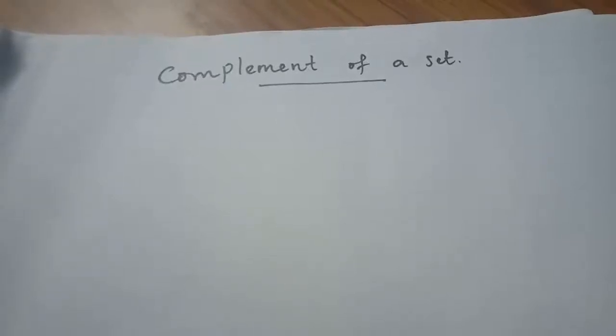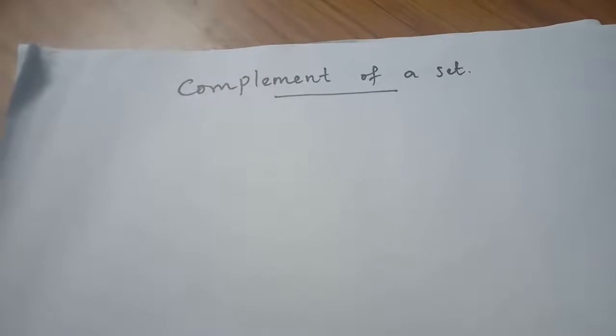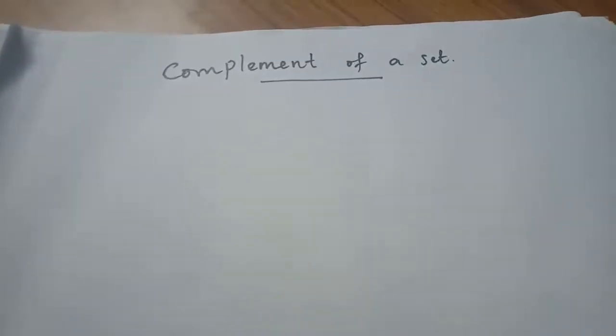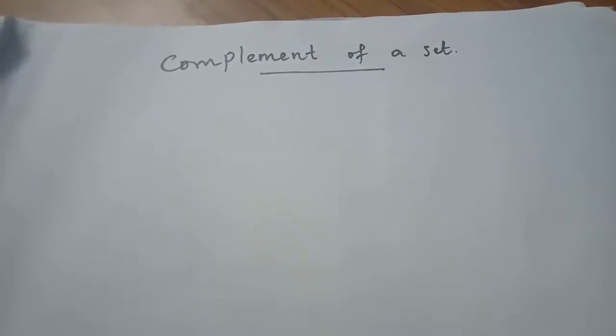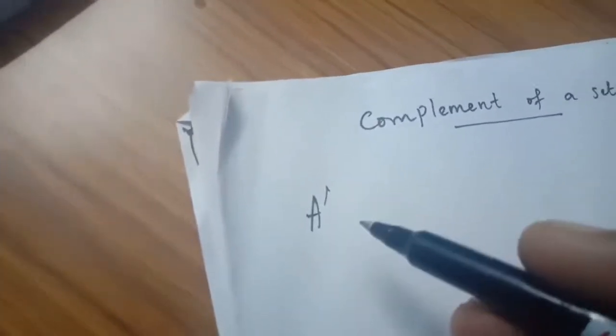Start with the next section, that is complement of a set. The complement of a set A is the set of all elements in the universal set which are not in set A. Complement of any set is the set of all elements in the universal set but not in the given set, and it is denoted by A slash, and it is read as a complement.